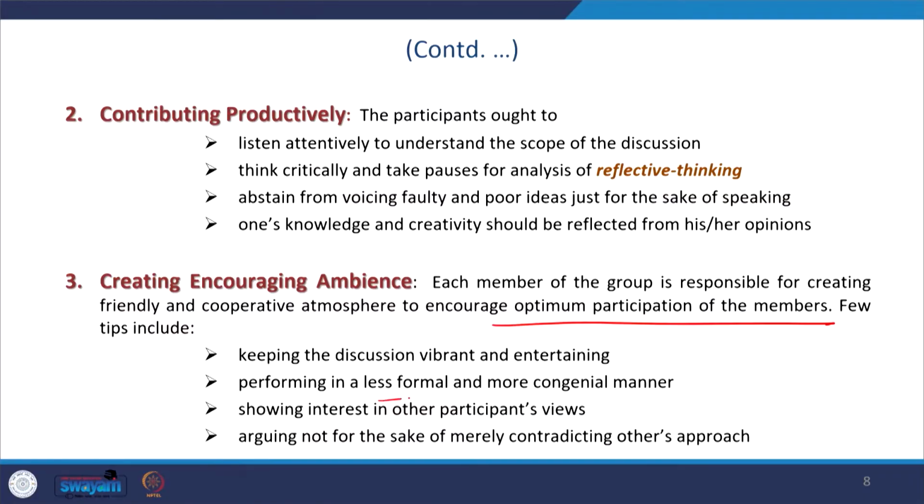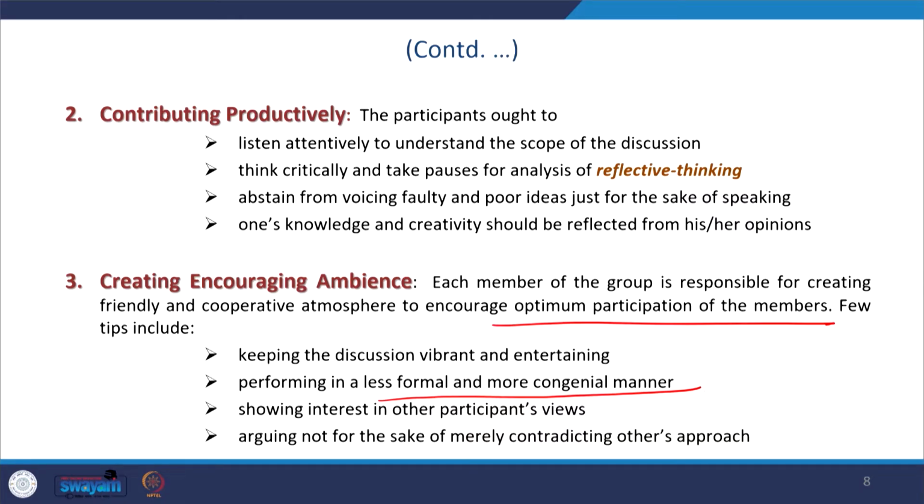So, in order to create an encouraging ambience, keep the discussion vibrant and entertaining. By entertaining, I do not mean that you should make fun. By entertaining, I mean the discussion should go in a very smooth manner. Perform in a less formal and more congenial manner. You need not be very tough, rough or gruff. You should neither snub those people who speak or who take an extreme step.